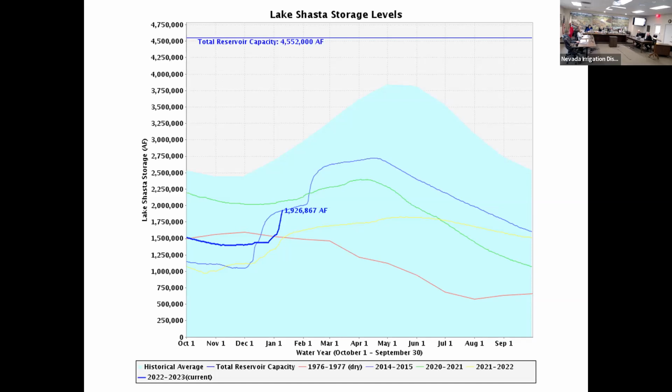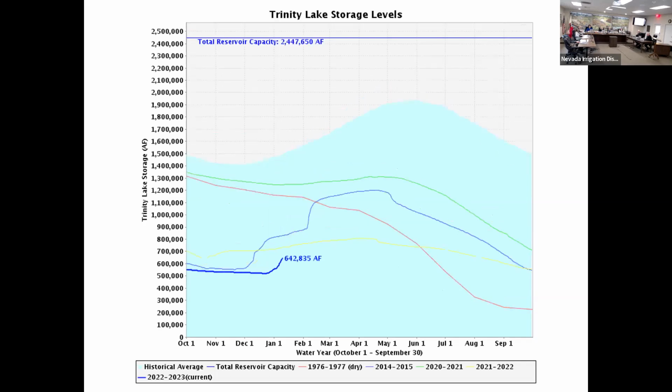We had almost 10 inches of rain here. It was impressive. But the northern part of the state didn't see quite as much as we did. And so Lake Shasta was a little slow to respond, but you can see now it has turned the corner and it's on its way back up. Right now it's at 70% of average for this time of year, but only about 42% of capacity. So it's still pretty low.